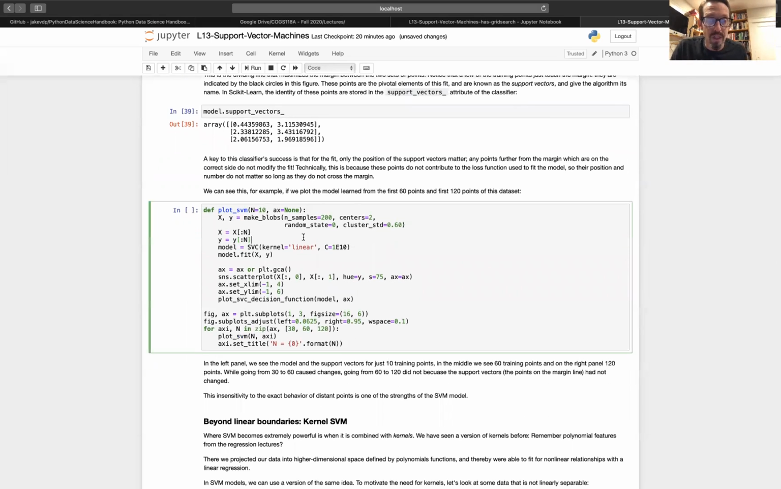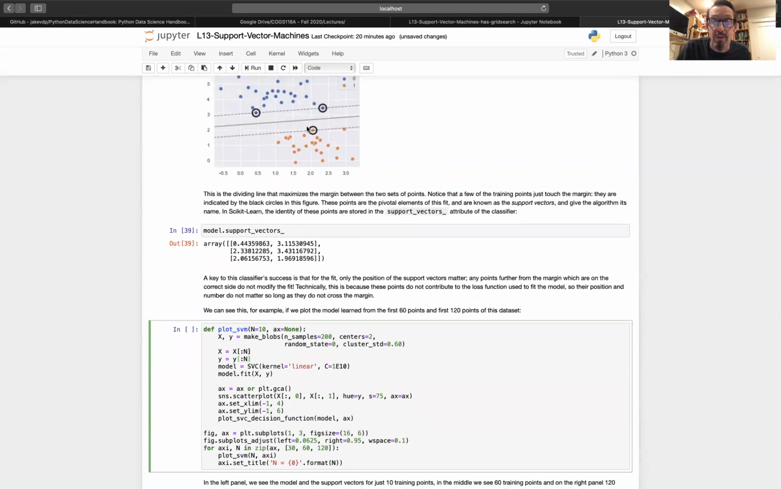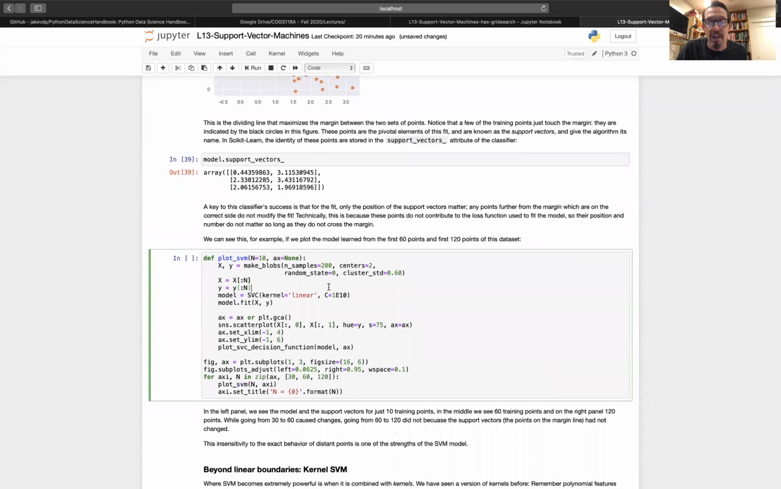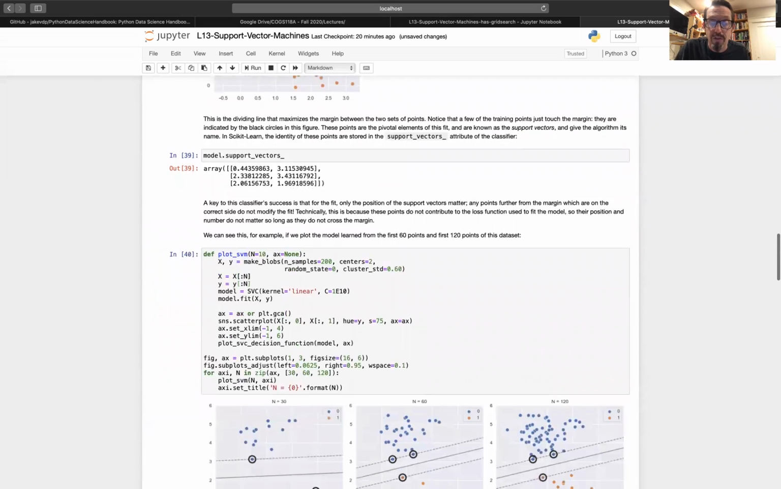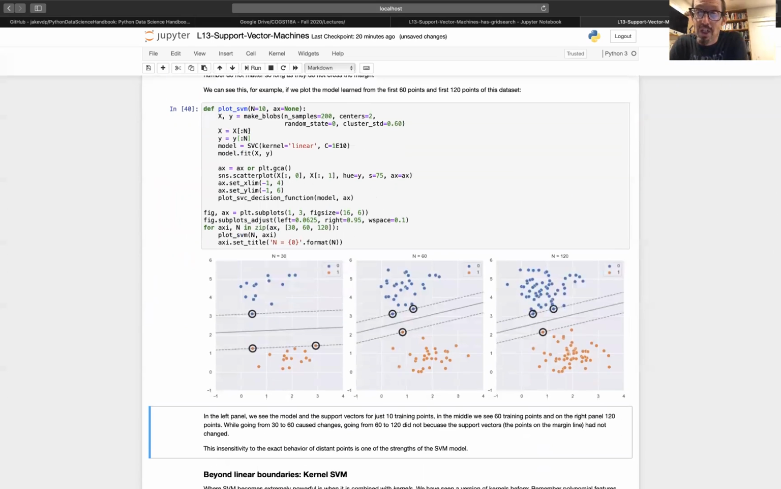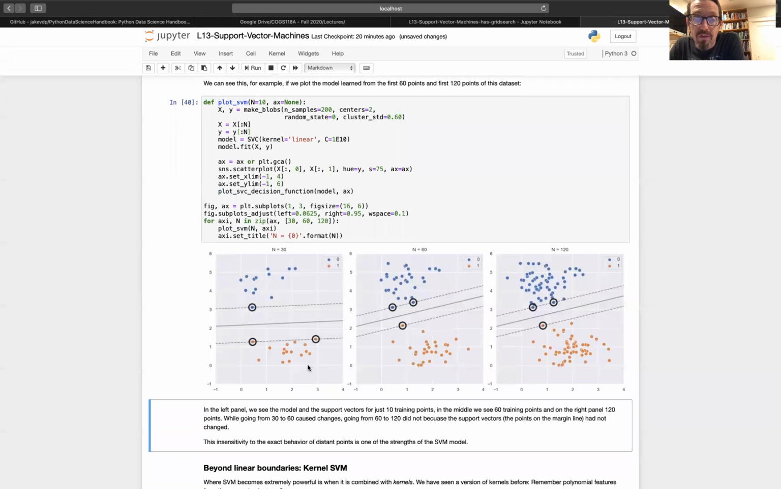Okay. Now, as I was just mentioning, it's the support vectors that are important. So if you have a slightly different set of data points, you may not have really any change, okay? Here we're subsampling the training set, first just the first 30 points of the training set, and then here the first 60 and the first 120 points of the training set. And what you can see is there's really no change from 60 to 120 points, even though there's quite a lot of change out here in the blobs.